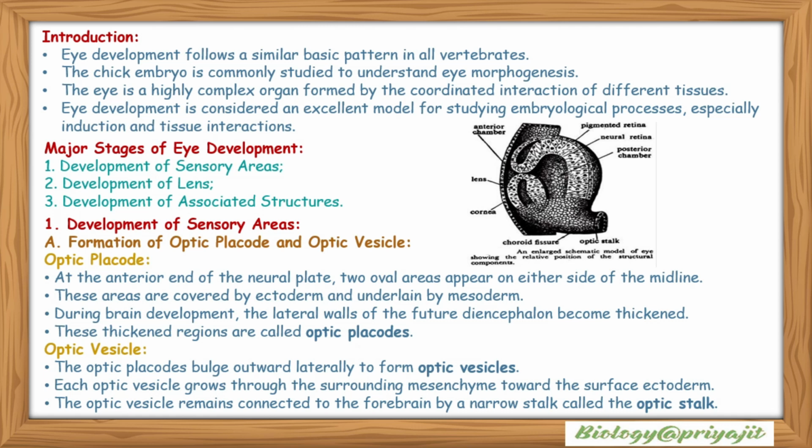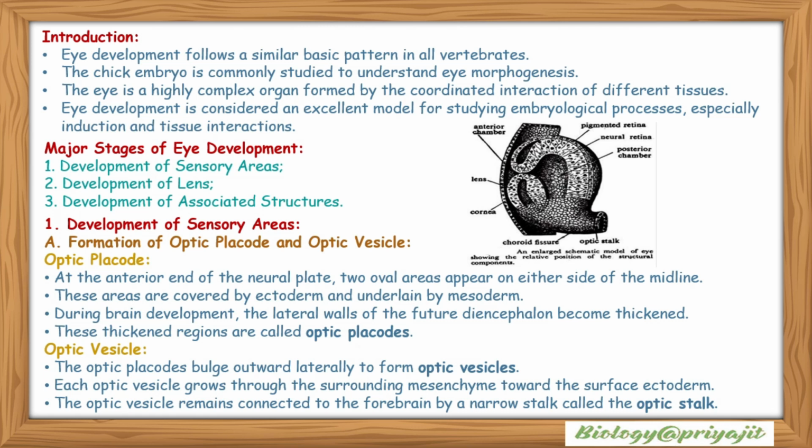Development of sensory areas, formation of optic placode and optic vesicle. Optic placode: at the anterior end of the neural plate, two oval areas appear on either side of the midline. These areas are covered by ectoderm and underlain by mesoderm. During brain development, the lateral walls of the future diencephalon become thickened. These thickened regions are called optic placodes.